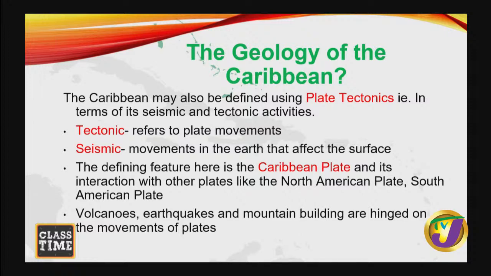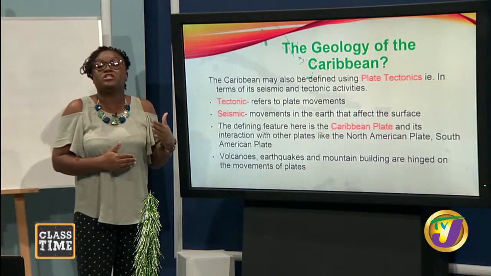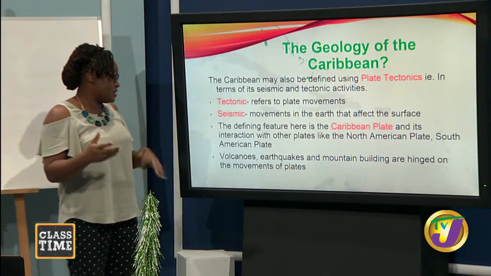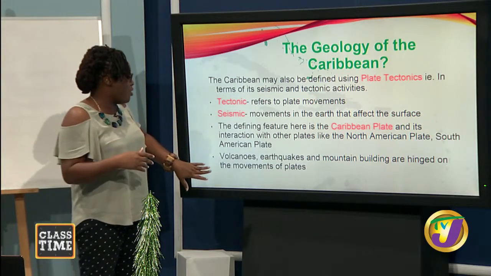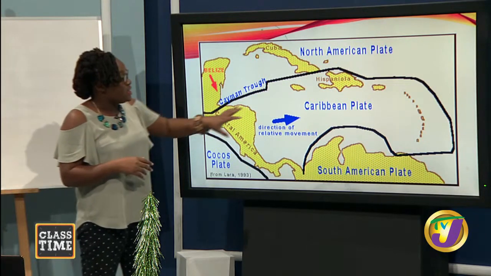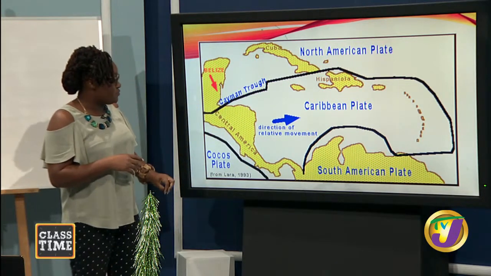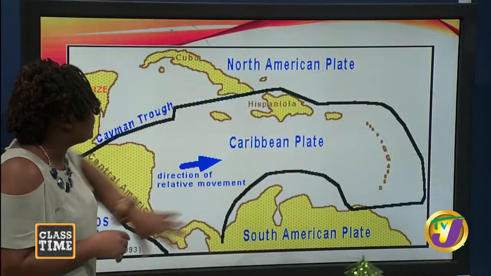So the geology of the Caribbean, let us remind ourselves of that. We looked at this before when we were locating and defining the Caribbean. All right, so we talked about plate tectonics, and we talked about tectonic activities and seismic activities that affect the Caribbean. And we said that the Caribbean plate is the central defining feature when we're talking about these things in the Caribbean. Volcanoes, earthquakes, mountain building, tsunamis come under all of that. All right, so this is the Caribbean plate. We're reminding ourselves of what it looks like and the area that it covers.